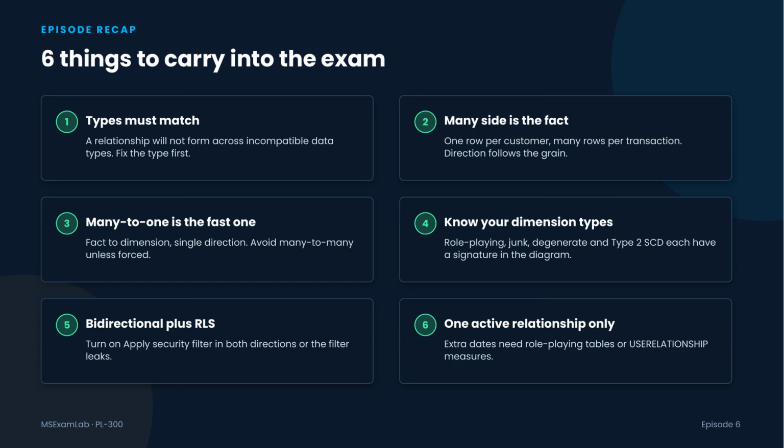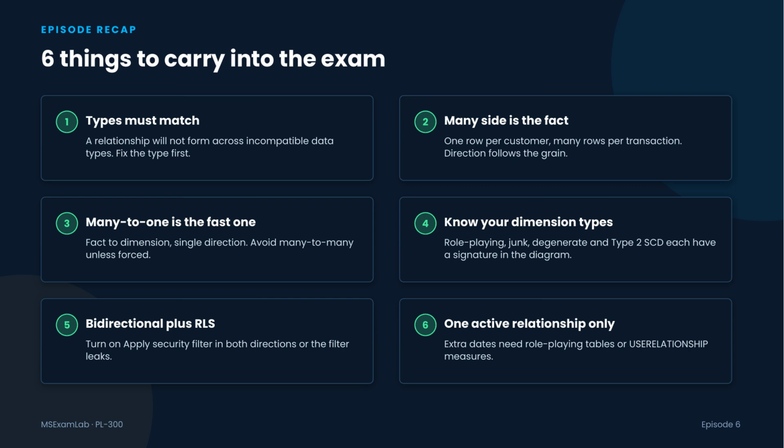6 things to carry into the exam. 1. Types must match. A relationship will not form across incompatible data types. Fix the type first. 2. Many side is the fact. 1 row per customer, many rows per transaction. Direction follows the grain.